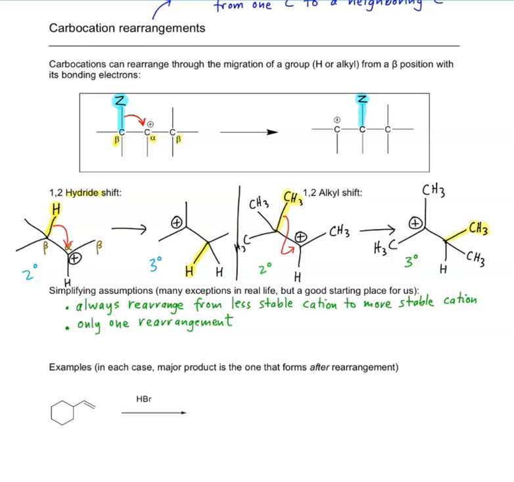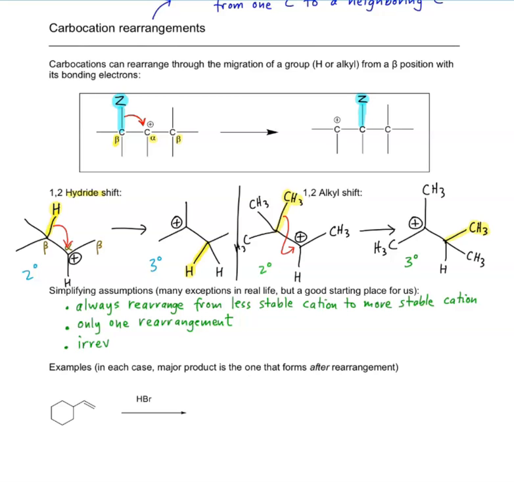Now again, in real life, that's not always the case. Sometimes a carbocation can rearrange and then rearrange again, and sometimes even after that, it'll continue to rearrange. But for the cases that we're going to see, a good simplifying assumption is to do one rearrangement and then stop there.